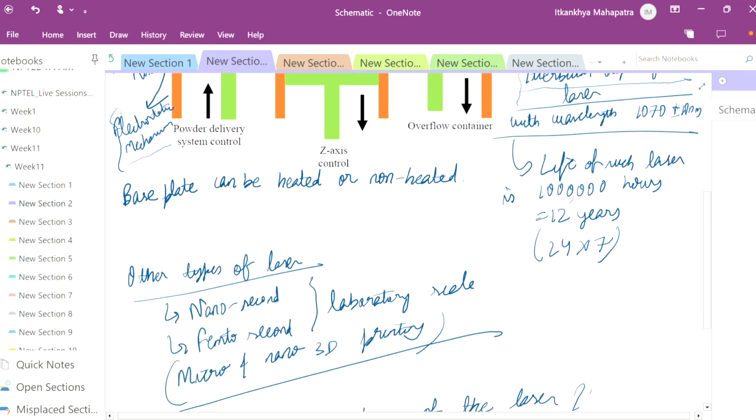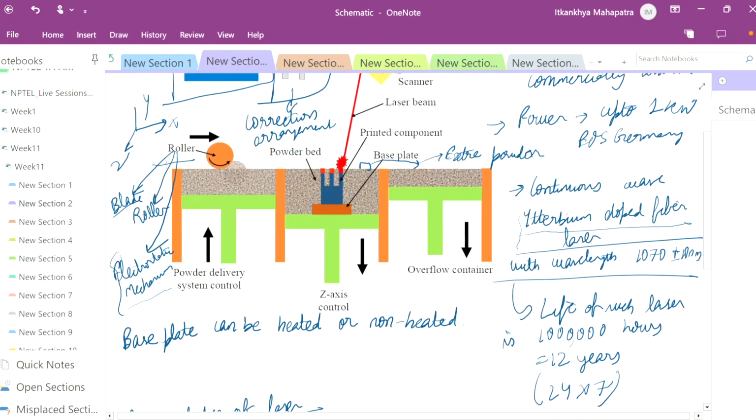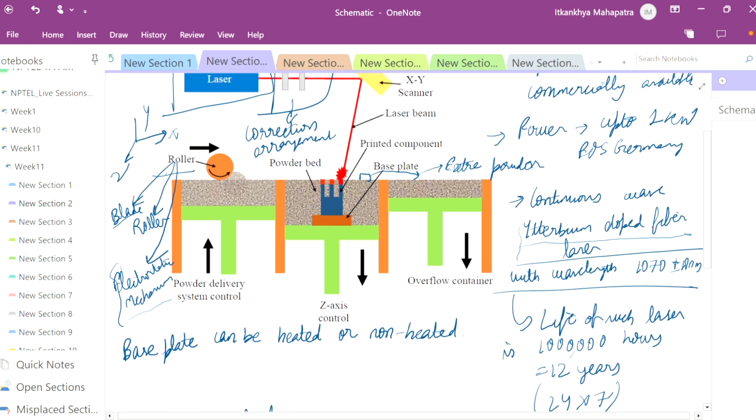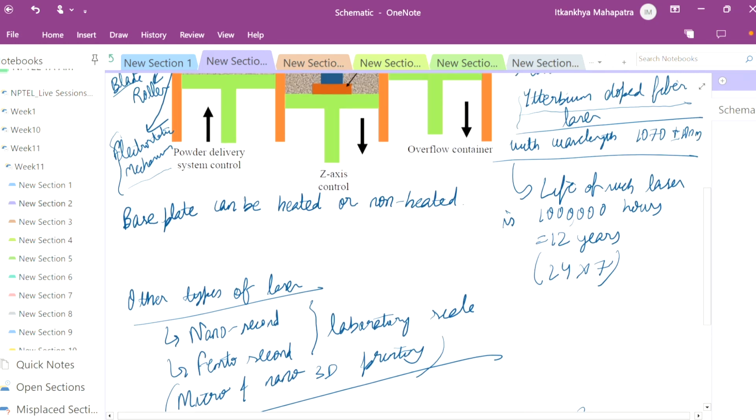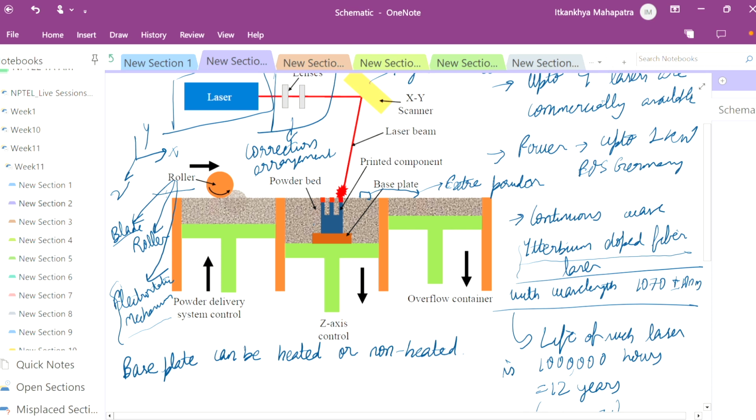Some other properties of the build plate: it is supposed to be similar to the material. Like if we are printing Ti6Al4V, the base plate should be of titanium, because it will be easier for the component to form the bond between the base plate and the formed material.